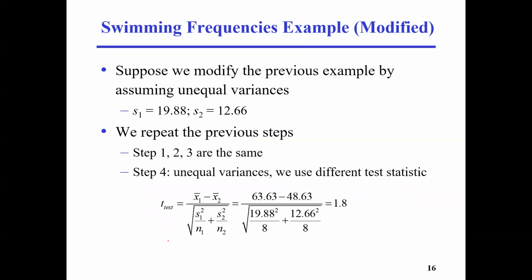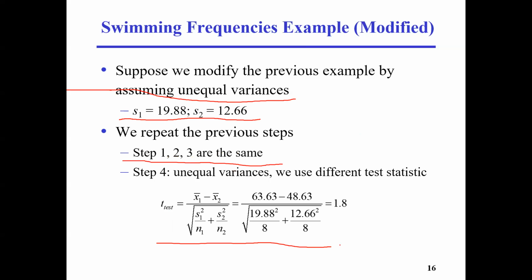Okay, so next question, next example. It's a modified example of the one we used before. Here, let's suppose we modify the previous example by assuming unequal variances. Like I said, simply use S1 and S2. You don't have to calculate SP anymore. So the rest of the steps are the same, steps 1 to 3, right? The t-test here is different.